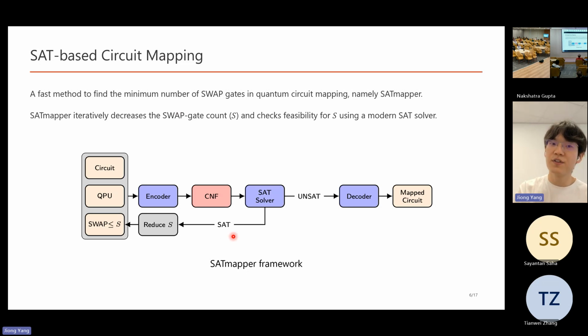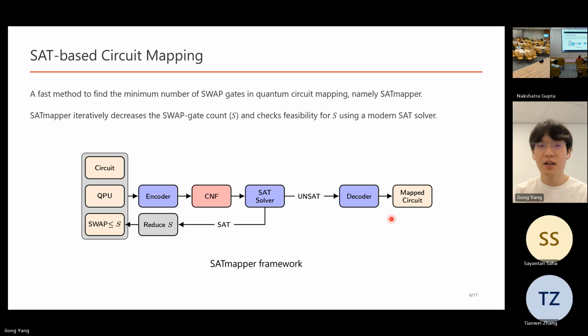In this case, we further reduce the swap count S and continue the loop to search for a mapping with fewer swap gates. We exit the loop when the solver returns UNSAT, which means there is no valid mapping with that many swap gates, and we cannot further reduce the swap count. Finally, we decode a mapped circuit with the inserted swap gates from the best result we have obtained so far.